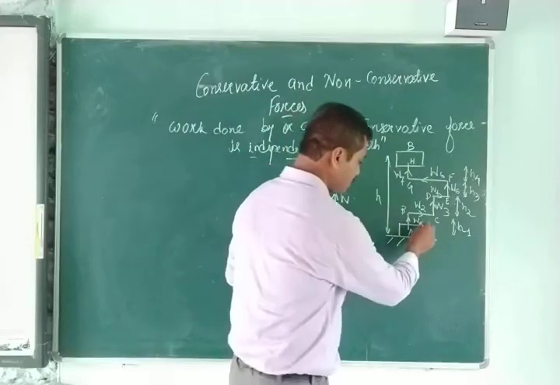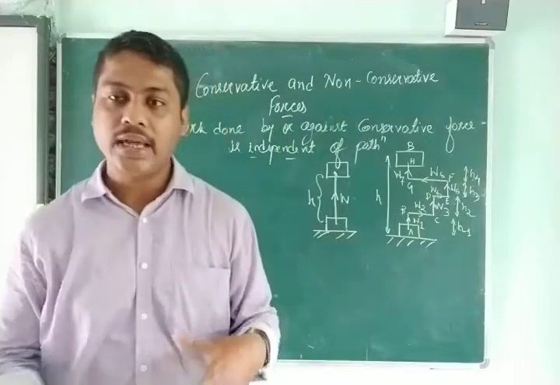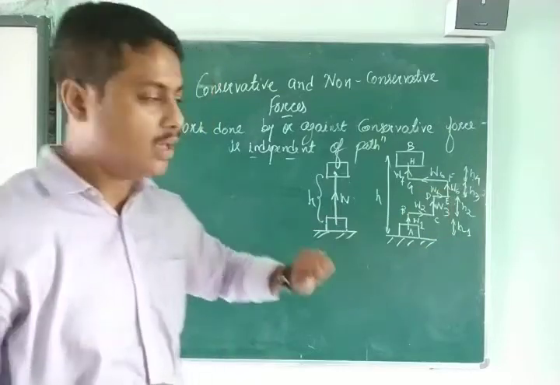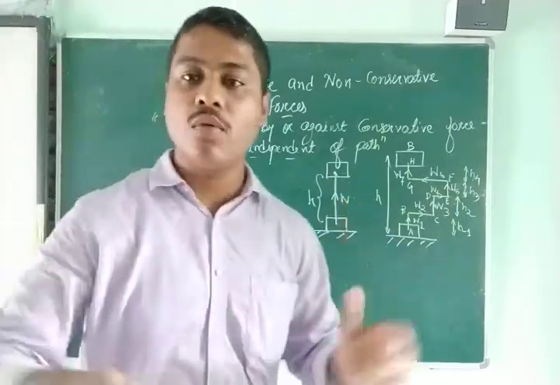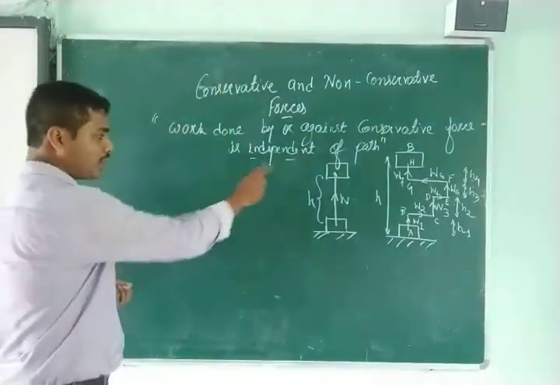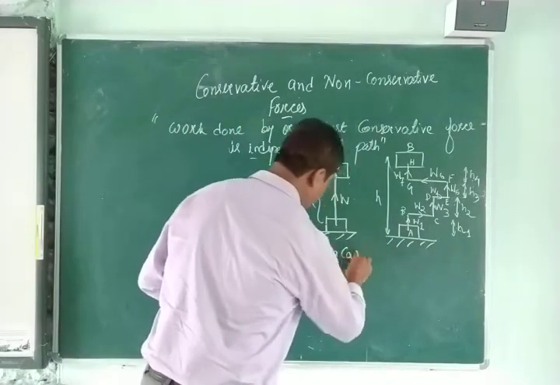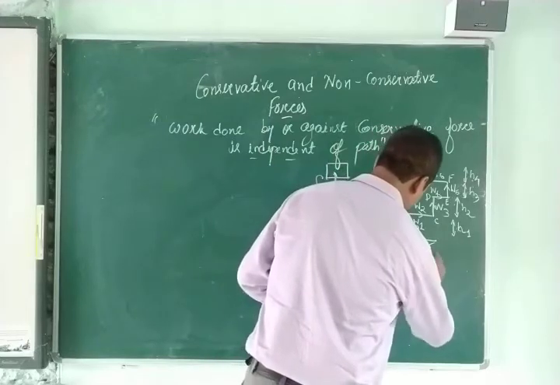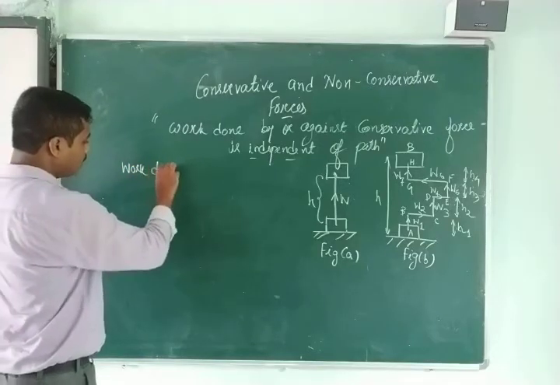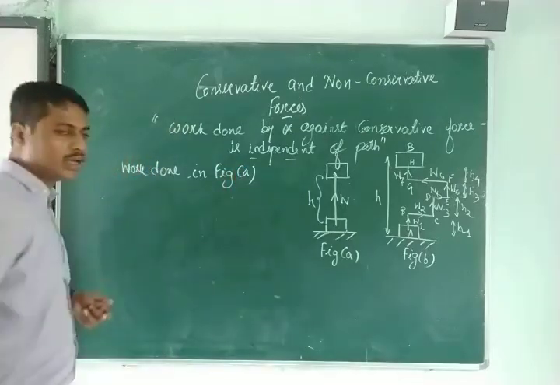For each part, the amount of work done is written as W1, W2, W3, W4. We have to see in both conditions what the work done is. Let us first find out for the first condition. Suppose this is figure A and this is figure B. Work done in figure A.